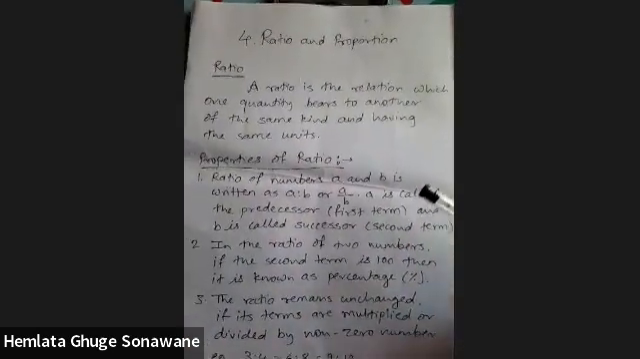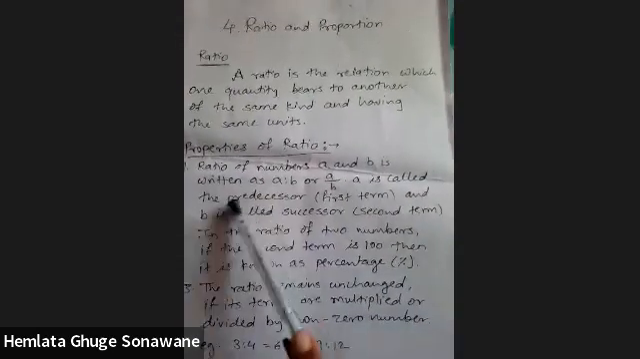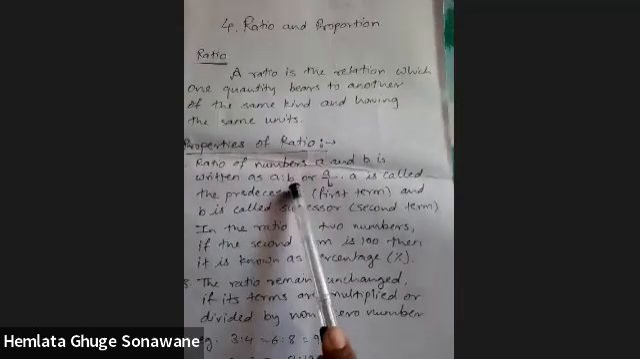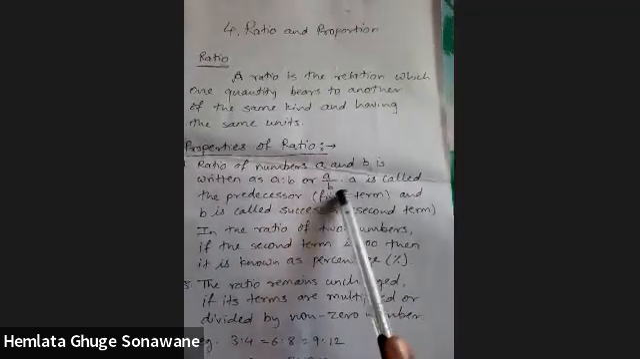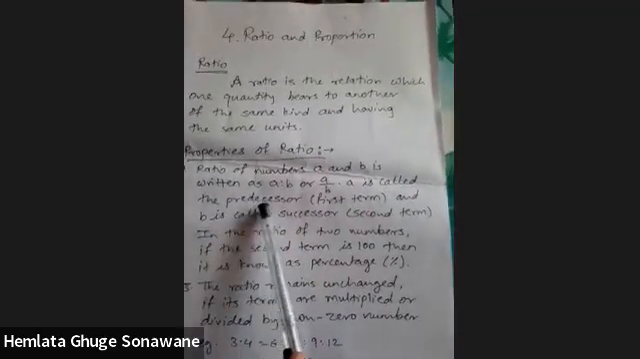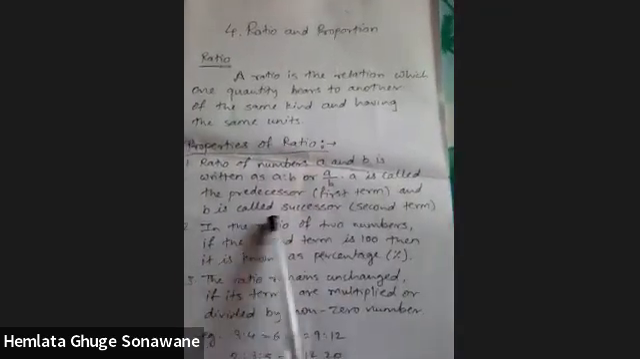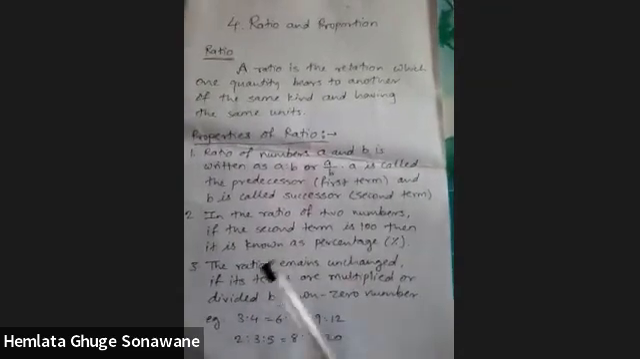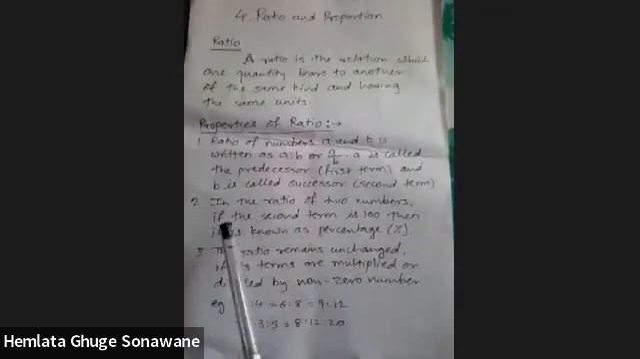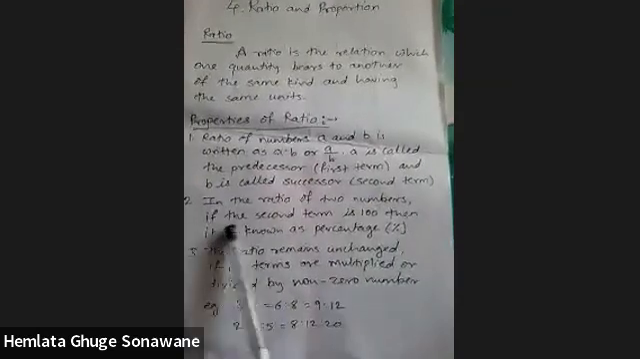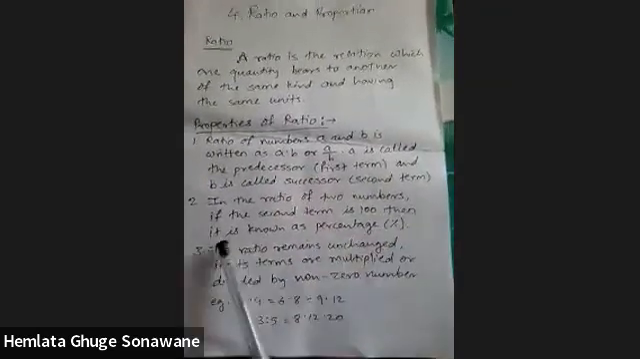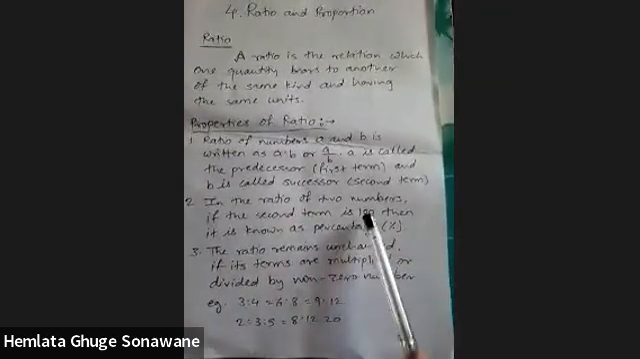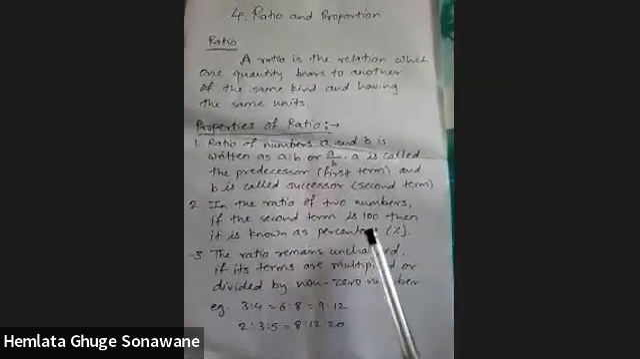Now there are different properties of ratio. The ratio of numbers A and B is written as A is to B or A upon B. A is called the predecessor, that is the first term, and B is called the successor, that is the second term. Next property, in the ratio of two numbers, if the second term is 100, then it is known as percentage. If the second term is 100, then the ratio is called a percentage.